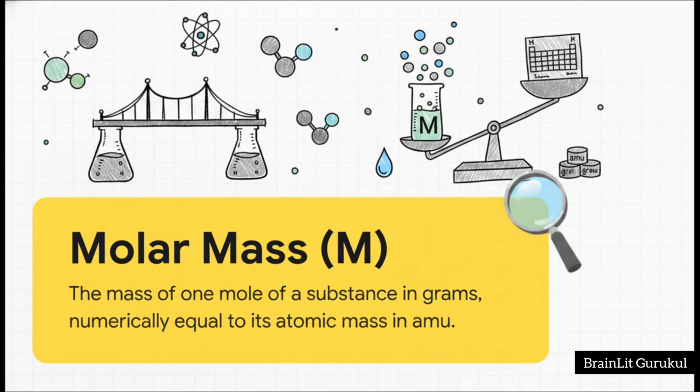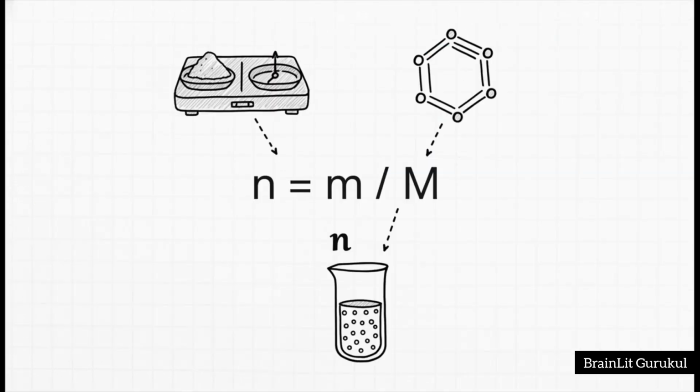So for water, H2O, its atomic mass is about 18 AMU. That means 1 mole of water weighs, you guessed it, 18 grams. It's that simple. And this simple little formula is the key that unlocks everything. If you know the mass of the stuff you've weighed out, and you know its molar mass, you can figure out the exact number of moles you have. Trust me, this is a calculation you are going to use constantly in any lab setting.